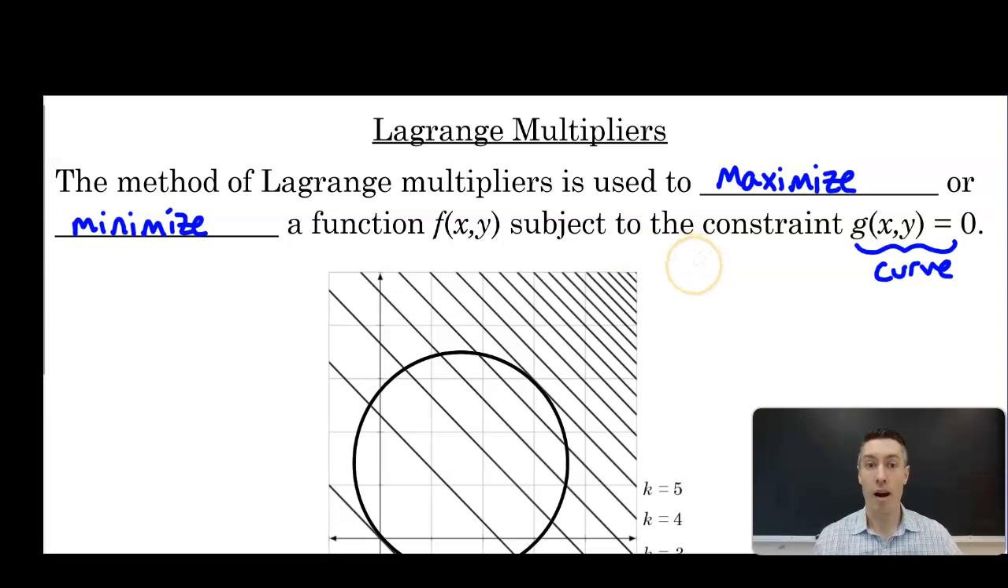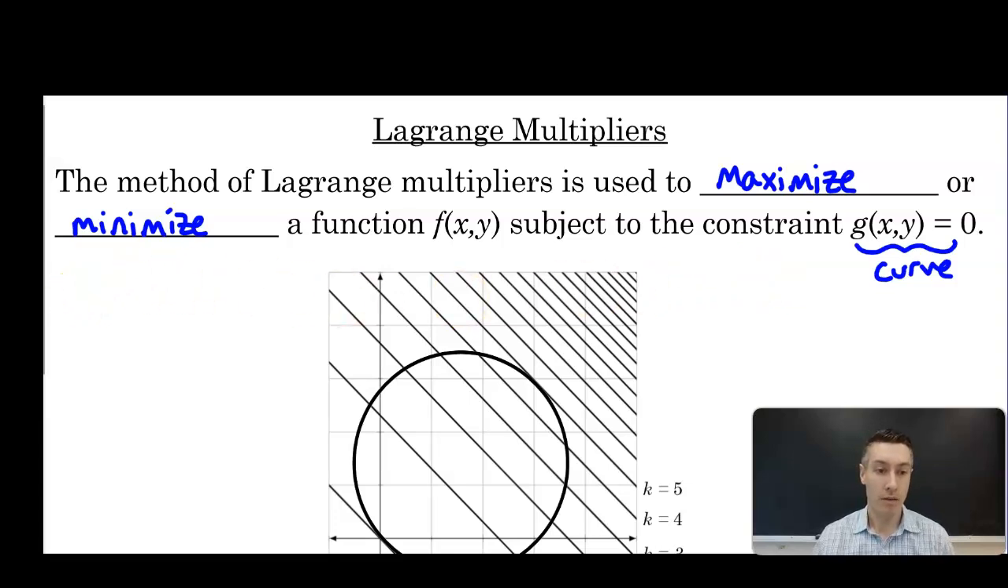So building off of our absolute extrema, we were restricted to a specific domain, and we had to find on that domain where the function had the largest and smallest outputs. Now we are restricted to a curve. Okay, so that is the difference. And Lagrange multipliers are going to give us a tool to find those points.